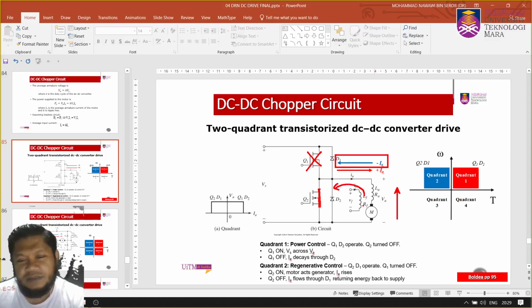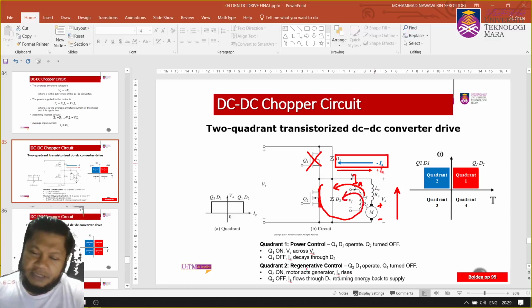So current starts to increase because now you have back EMF here operating as what we call a generator. So it will start to increase current IA. So that's why you have the motor acting as generator. So you start giving power or giving current to the circuit. IA rises through Q2 here.